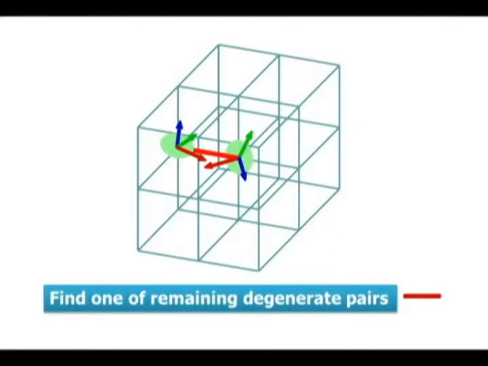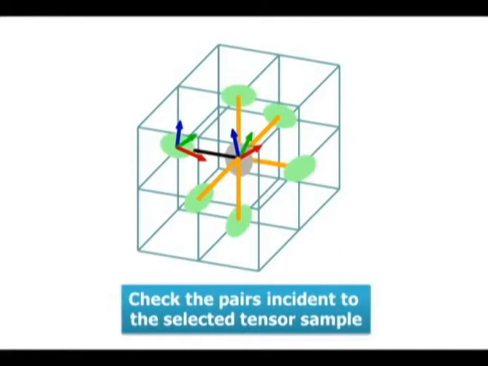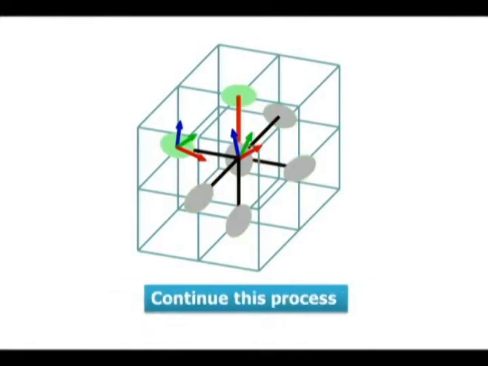Firstly, we will try to find one of the remaining degenerate pairs. We then transform it into a non-degenerate one by changing the directions of the eigenvectors at one of the end tensor samples. Finally, we check whether the pairs incident to the transformed tensor sample are changed into degenerate or not. We continue this process until we can resolve all the remaining degenerate pairs.